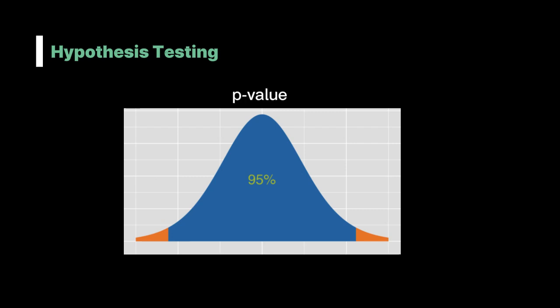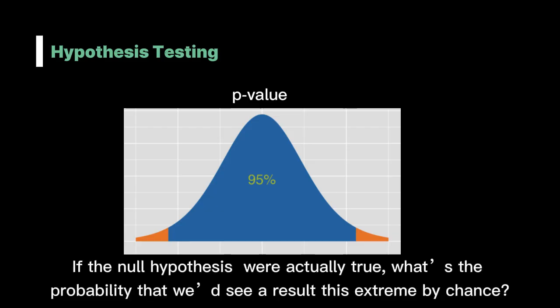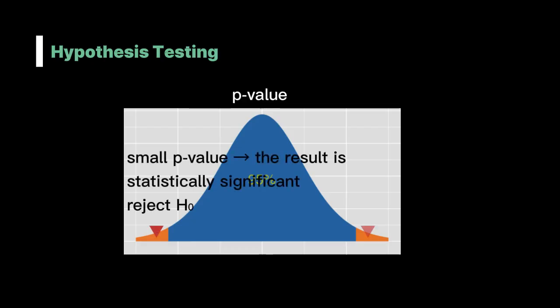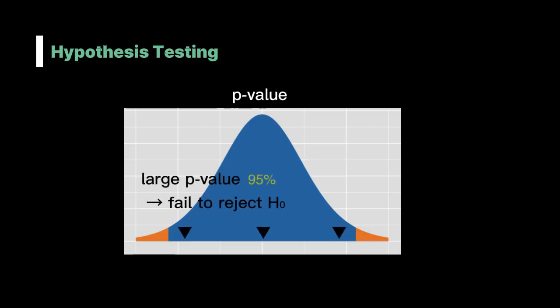This is where the probability value, p-value, comes in. The p-value tells us if the null hypothesis, nothing happened, were actually true, what's the probability that we'd see a result this extreme by chance. A small p-value like 0.05 or less means the result is statistically significant. It's probably not just luck, so we reject the null hypothesis. A large p-value means it could easily be luck, so we fail to reject the null hypothesis.